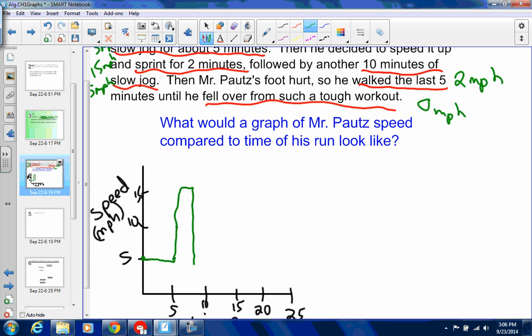And I did that for 10 more minutes. So all the way up to, we'll say, about right here. So from about 7 minutes to 17 minutes, I was jogging at 5 miles per hour. And then for the last 5 minutes, I went down to a 2 mile an hour walk. So down to about 2 miles an hour if you want to estimate, for 5 minutes. And we ended it here when I fell down. And that ending point is 22.